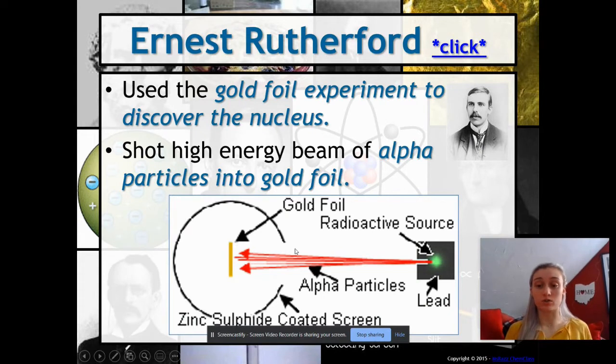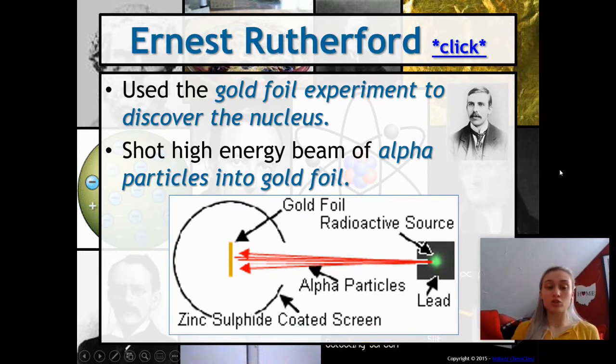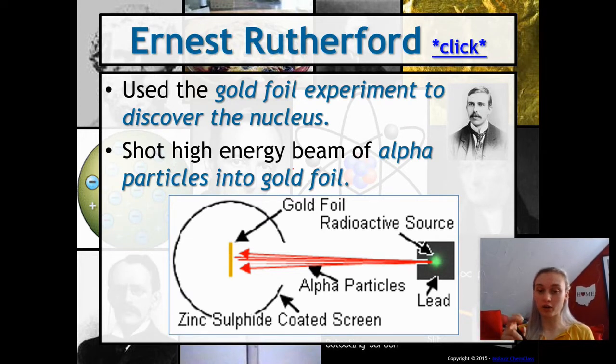So next we have Ernest Rutherford. What Ernest Rutherford is famous for is his gold foil experiment. And so this is kind of what it looks like. I'm gonna hide this real quick. His setup looked like a coated circular screen, and in the middle of it he had a piece of gold foil, which is why it's called the gold foil experiment. And then he shot high energy beams of alpha particles.